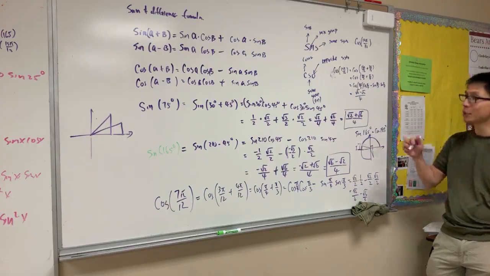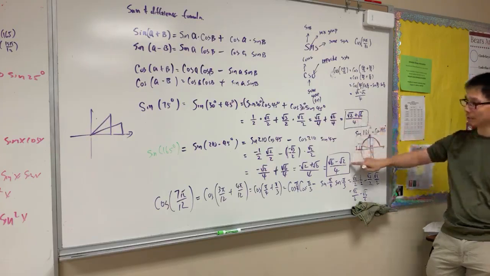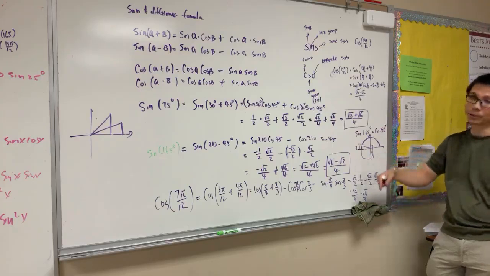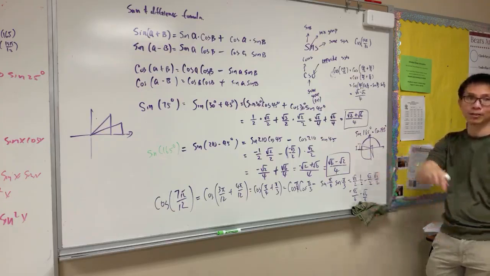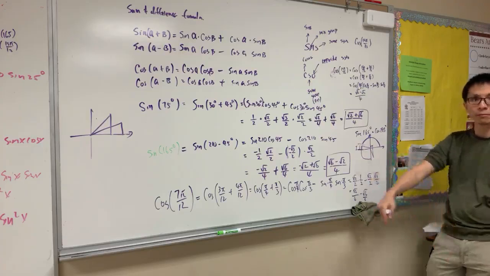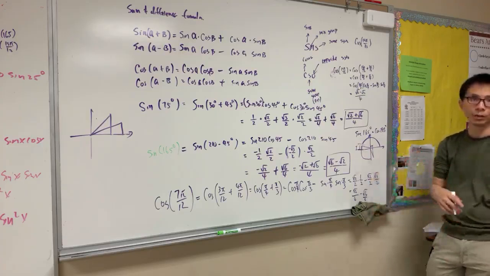So you end up getting a combination of those: either square root of 2 plus square root of 6, square root of 2 minus square root of 6, or square root of 6 minus square root of 2, and something over something is always over 4. Your answer should be something like that.